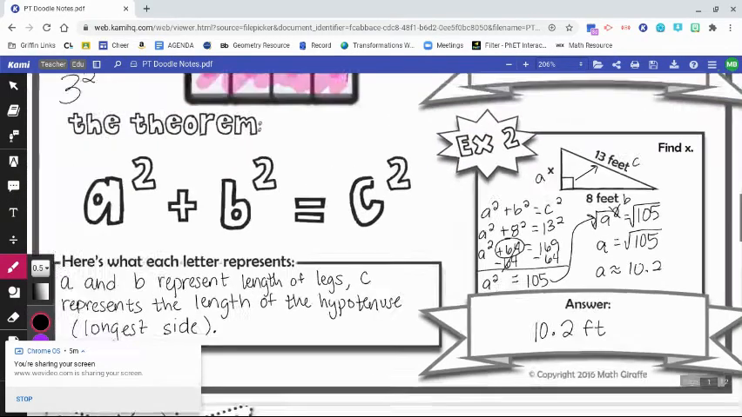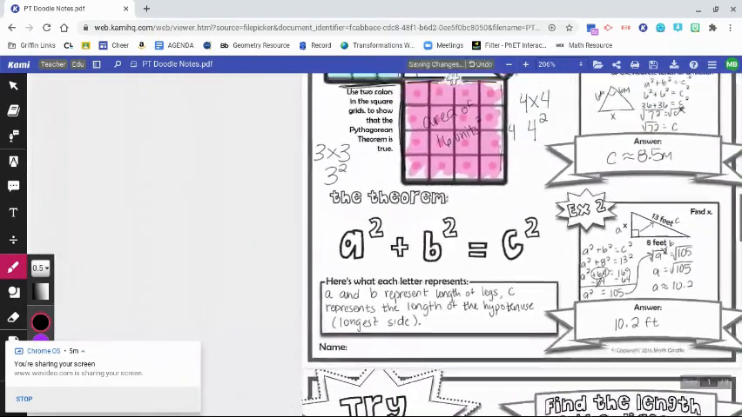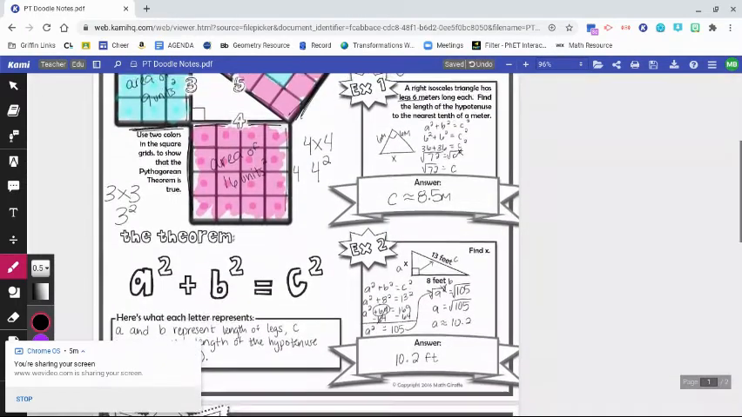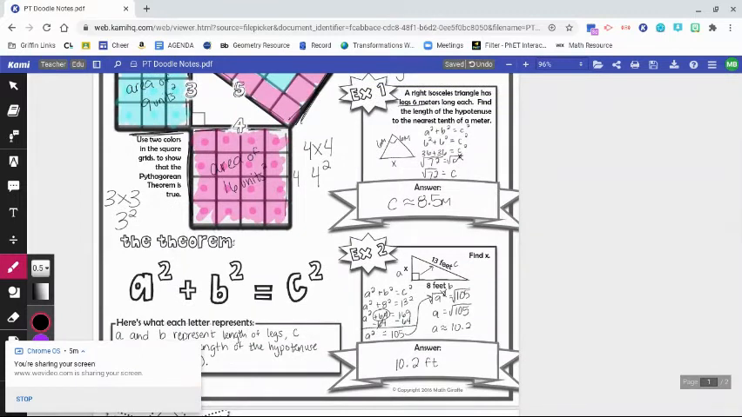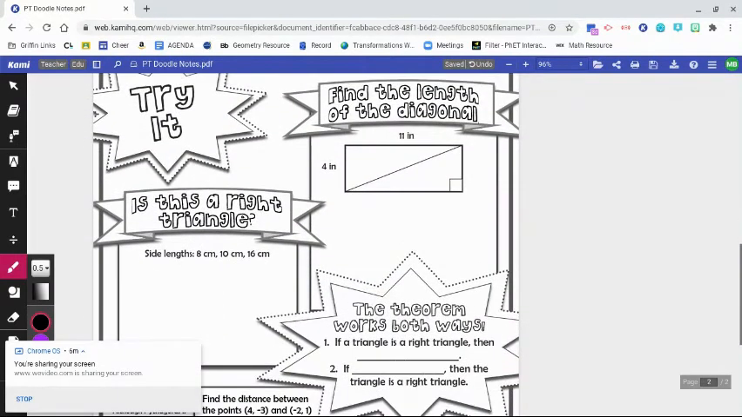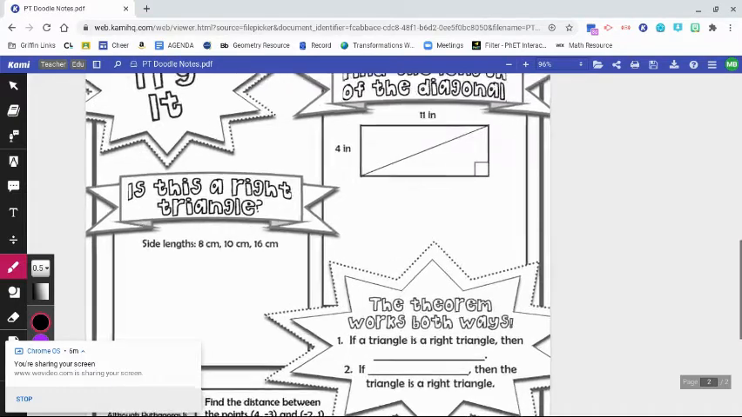Now, a big key here is reminding ourselves that whenever we're solving for a hypotenuse, we used addition. But whenever we're solving for a leg, we actually end up using subtraction to solve. So continuing back on to the back side, here we're looking at other ways that we can use the Pythagorean theorem. I'm going to start underneath where it says try it, where it says, is this a right triangle?